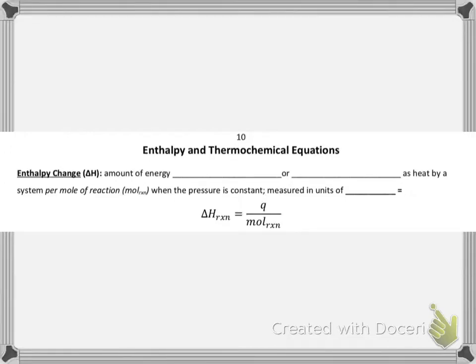Today we're going to talk about enthalpy, or enthalpy change, which is delta H. It's known as the amount of energy that's absorbed or released as heat by a system per mole of reaction. Enthalpy is only measured in systems where the pressure is held constant, and it's usually measured in units of joules per mole reaction. When that's used as a conversion factor in dimensional analysis, it's written with a number of joules on top per 1 mole of reaction on the bottom.